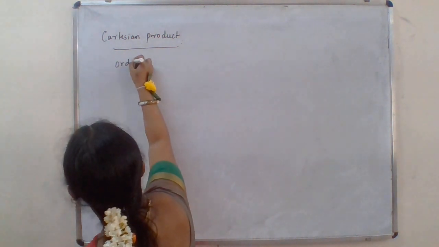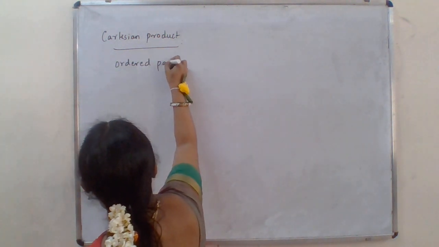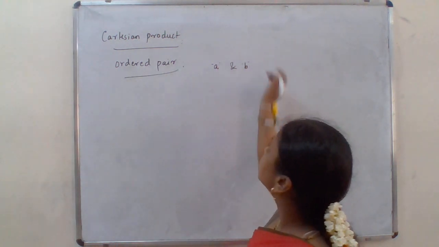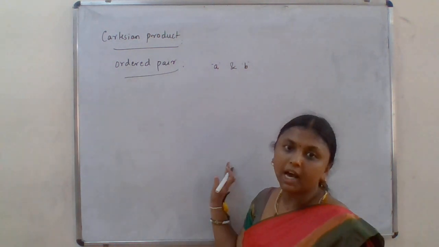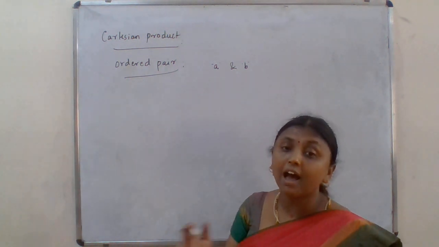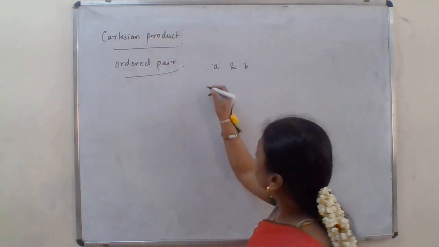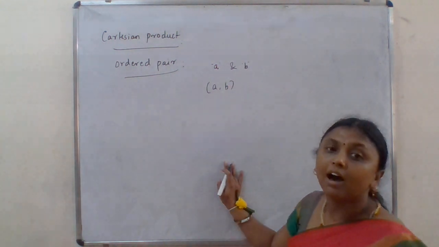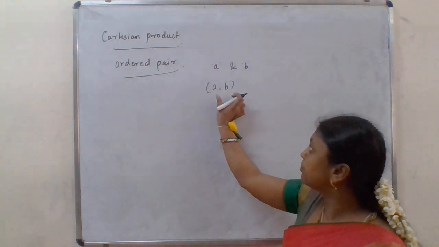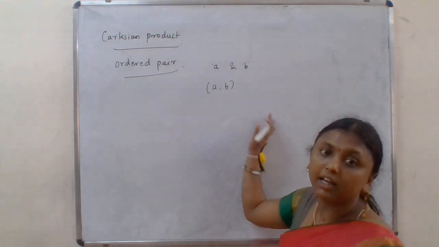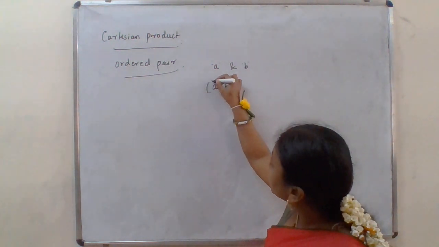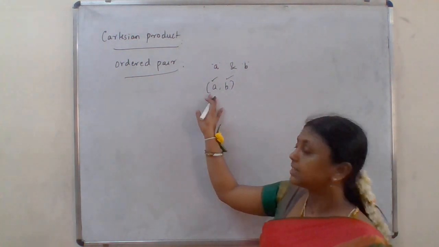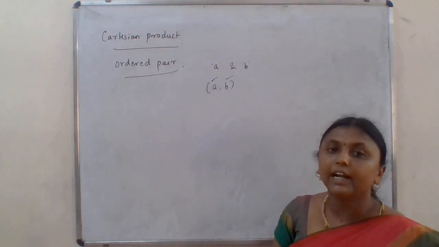So what do you mean by ordered pair? Ordered pair means, let us consider a and b are any two elements listed in the order, and written like this. So a and b are listed in an order in simple brackets, and a is called your first element and b is called your second element.